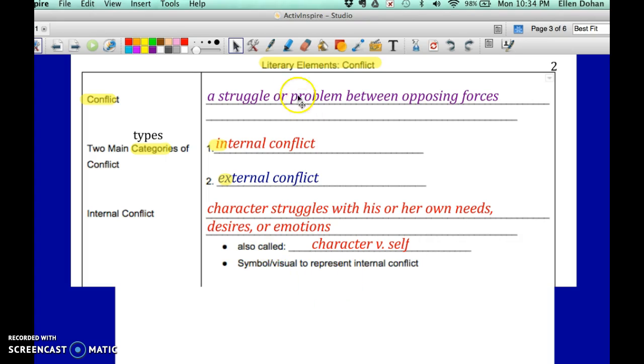So what I want you to do right now, once you've got these notes, is create a visual or a symbol that helps you represent or show what internal conflict is. Do that right now in your notes and then pause this video until you're ready to move on.